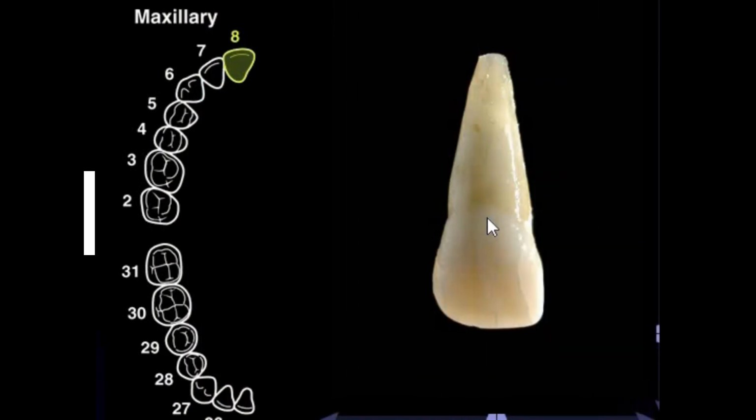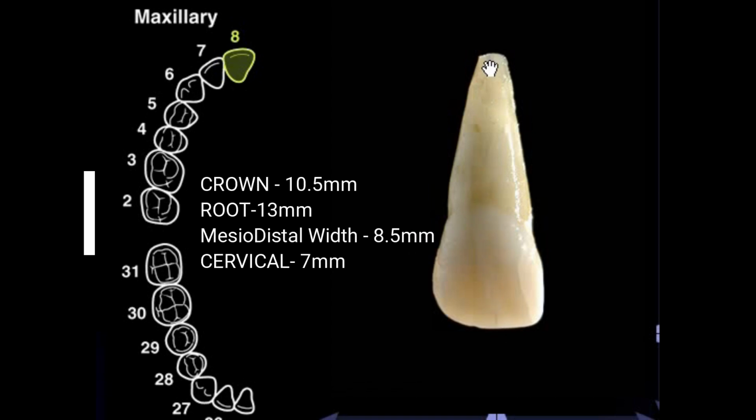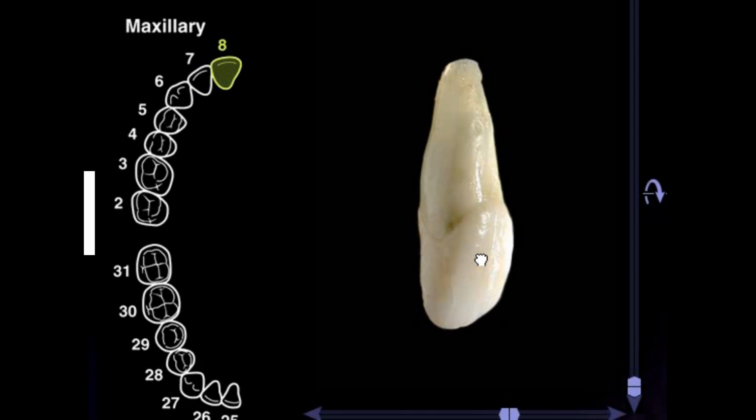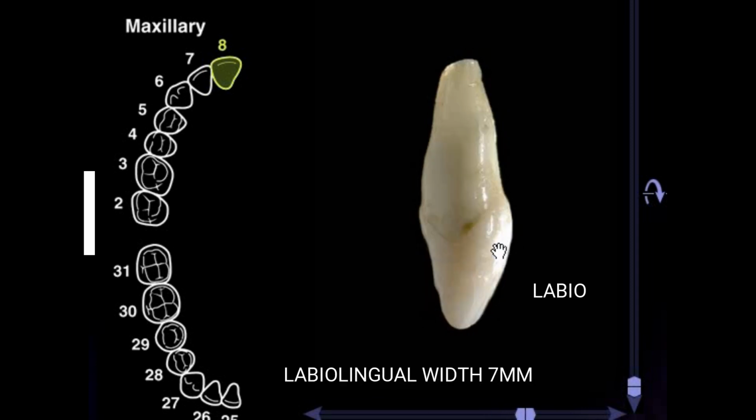The crown is 10.5 mm in length, while the root is 13 mm in length. The mesial and distal diameter of your central incisor is 8.5 mm, while the cervical or neck area is about 7 mm. On its side view, the labio-lingual width of your central incisor is about 7 mm.